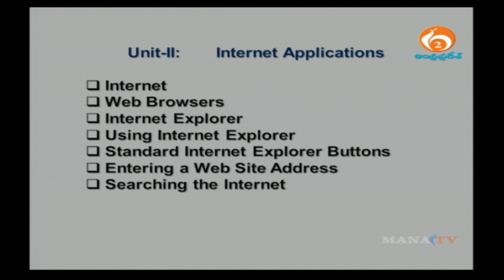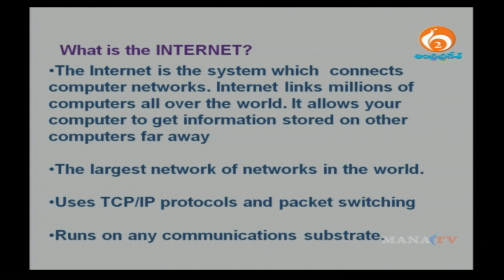What is Internet? Internet is the system which connects computer networks. Internet links millions of computers all over the world. It allows your computer to get information stored on other computers far away.